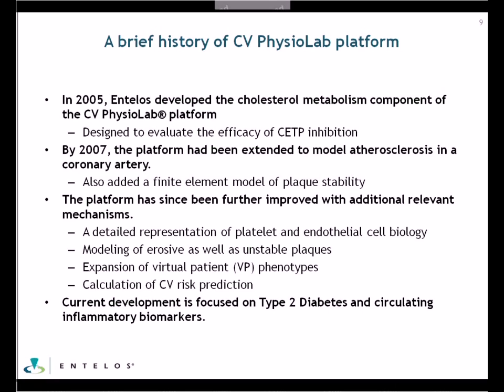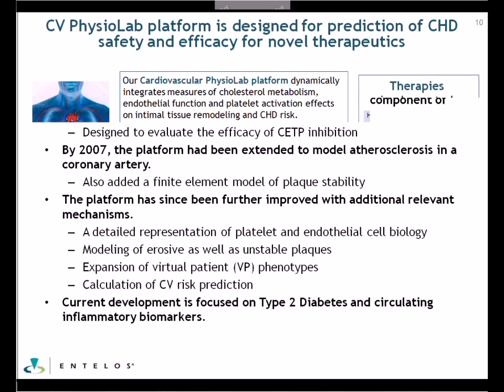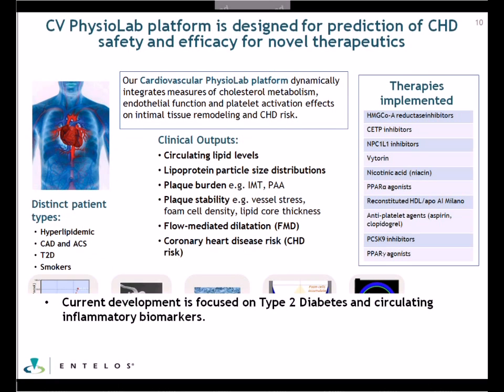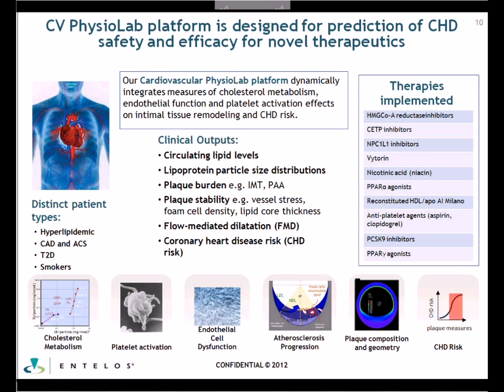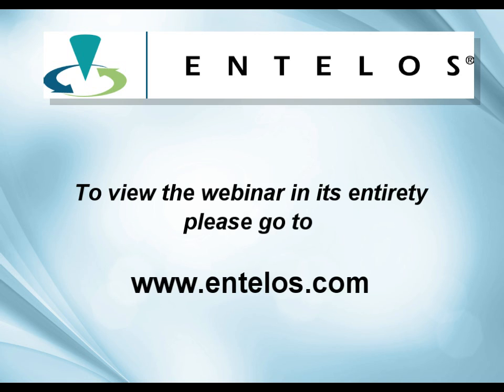So work on the cardiovascular Physiolab is ongoing, and our current efforts are focused on detailed representations of type 2 diabetes, as well as circulating inflammatory biomarkers. So here we summarize the main features of the CV Physiolab. In a nutshell, the CV Physiolab is a mathematical model that integrates information about all the important biology that leads to changes in cholesterol profiles, changes in the rate of arterial plaque growth, and ultimately determines what these changes mean for someone's likelihood of having a heart attack.